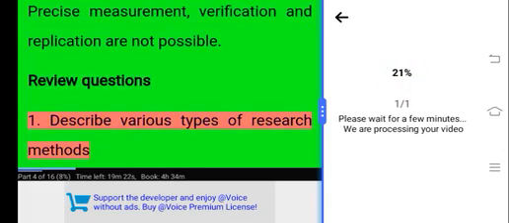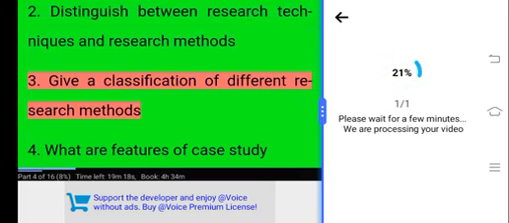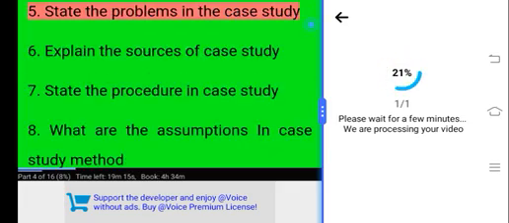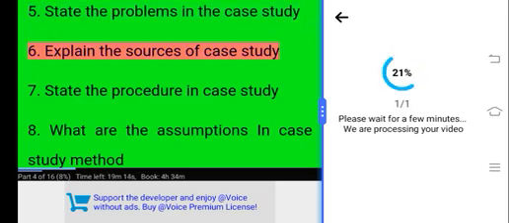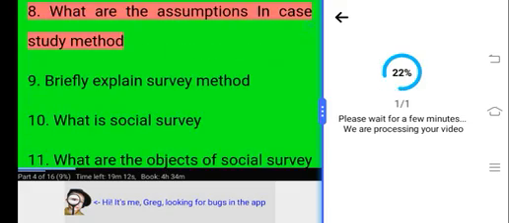Review questions. 1. Describe various types of research methods. 2. Distinguish between research techniques and research methods. 3. Give a classification of different research methods. 4. What are features of case study? 5. State the problems in the case study. 6. Explain the sources of case study. 7. State the procedure in case study. 8. What are the assumptions in case study method?